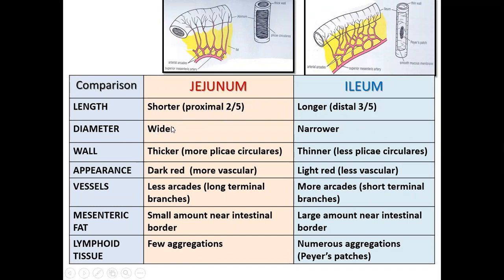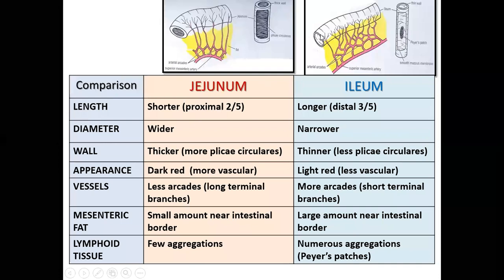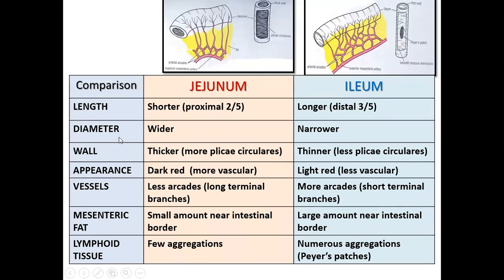And if you see the diameter, the jejunum is wider. It will be much wider compared to the ileum, which will be narrower. The wall will be thicker in the case of the jejunum, because it shows foldings from inside, called the plica circularis. There are multiple folds, so the wall is much thicker compared to the ileum, which has lesser plica. You can see very few here and there, so it will be thinner.